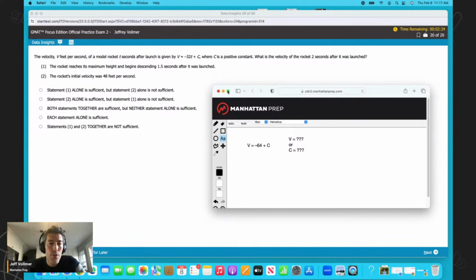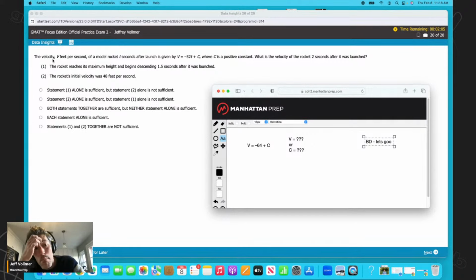Let me look at statement 2 first, right? I don't want to deal with this maximum height thing right now. A rocket's initial velocity was 48 feet per second. So initial velocity will be when time is 0. Okay, so when t is 0 here, v is 48. That means c has to be 48. That's the only way for that to work. And if c is 48, I could then solve this. So statement 2 looks pretty good to me. Let's go. All right. Take a look at statement 1 now.